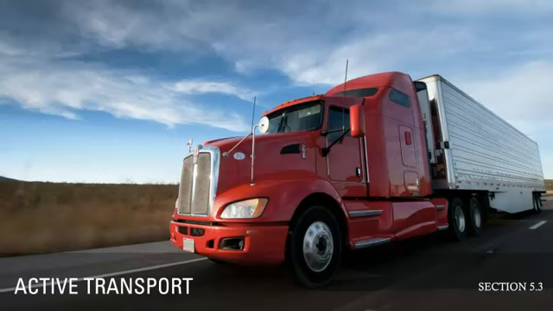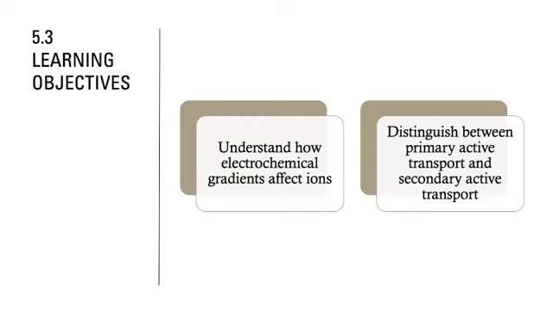Hello and welcome to your video lecture on section 5.3 on active transport. Our objectives are to understand how electrochemical gradients affect ions and distinguish between primary active transport and secondary active transport.